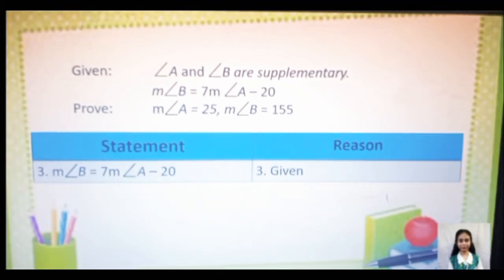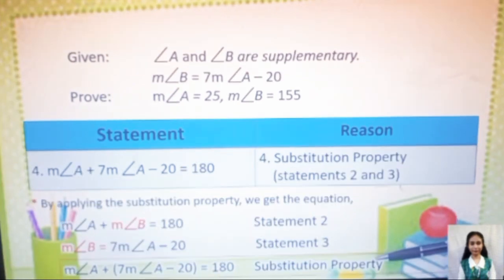Next, number 3, measure of angle B is equal to 7 times measure of angle A minus 20. The reason is given. Next, let's proceed to number 4. Measure of angle A plus 7 times measure of angle A minus 20 equals 180 degrees. Reason: substitution property, from statements 2 and 3.